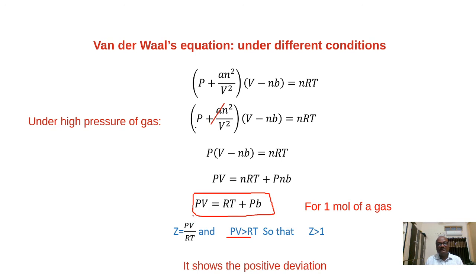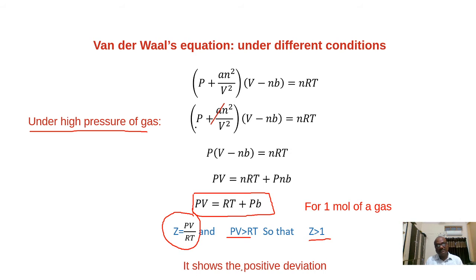So, what is the compressibility factor you see? Z is equal to PV by RT. In this, PV is greater than RT, meaning the numerator is more than the denominator. When the numerator is more than the denominator, Z will be greater than 1. So, under high pressure, Z will be greater than 1. Under high pressure, what will be the value of Z for a real gas? It will be greater than 1. That means the gas shows positive deviation.